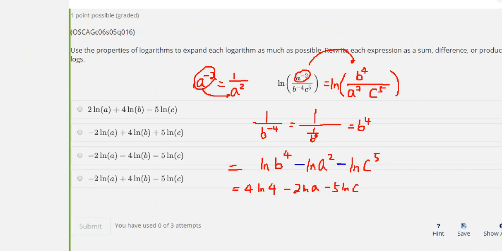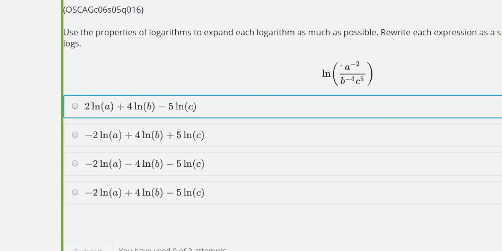Now, the second method is, previously we mentioned that you can rewrite the inner parts before you apply those rules. You could also take a look at, hey, this a is in the numerator, so therefore this sign is, for now, going to be plus, right? And then b to the negative 4th is in the denominator, so I'm going to rewrite that as minus natural log of b to the negative 4. And c to the 5th is also in the denominator, so it should be a minus sign in the front, minus natural log of c to the 5th. And then you apply the power rule, then that will give you one of those correct answers. Okay, so that's it.